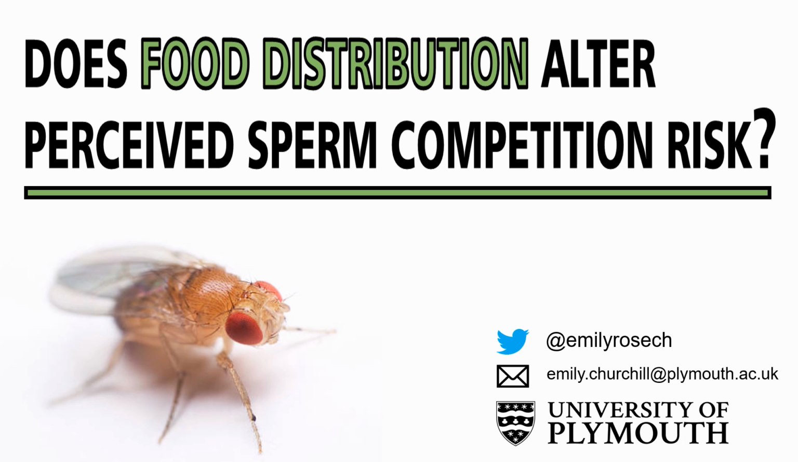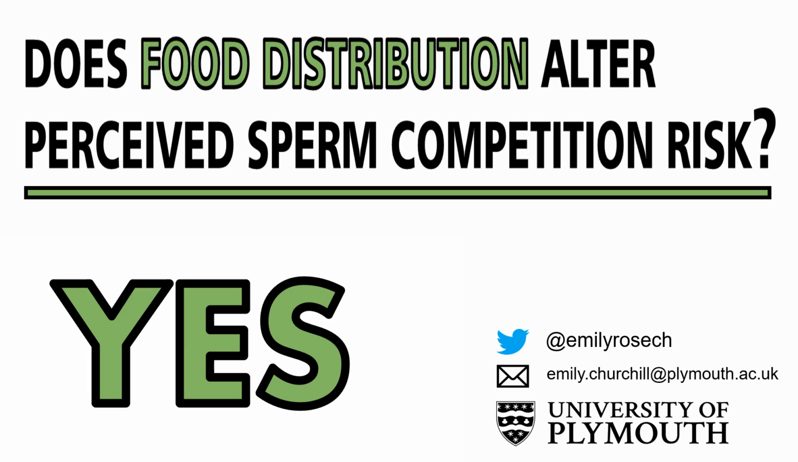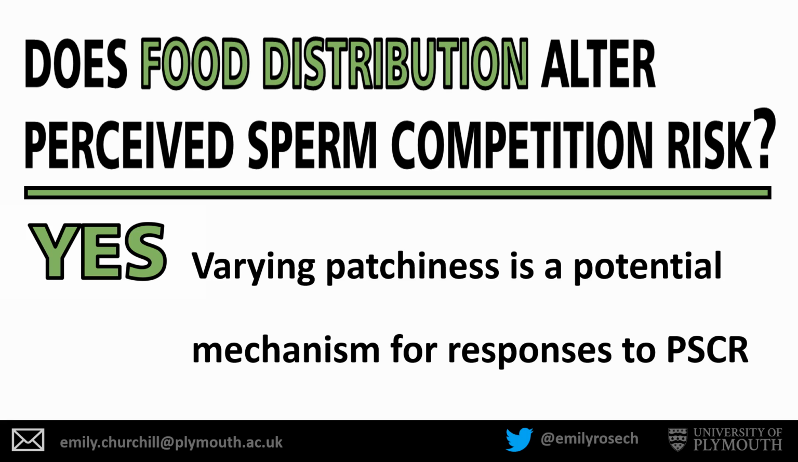So now we have the answer to our question. Yes, varying food distribution does alter perceived sperm competition risk. And this means that varying patchiness could be one mechanism that is driving responses to perceived sperm competition in wild living populations. But what do we do with this new information?